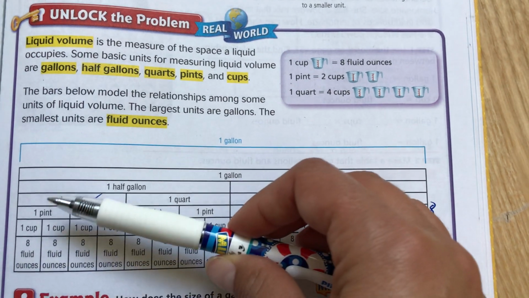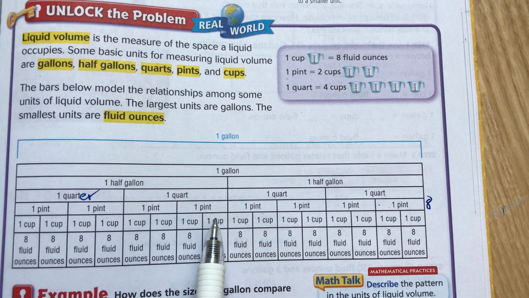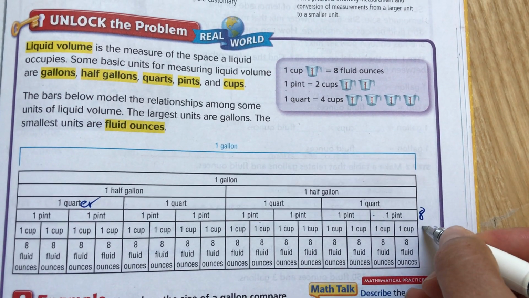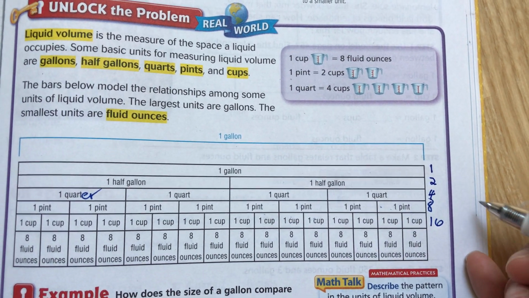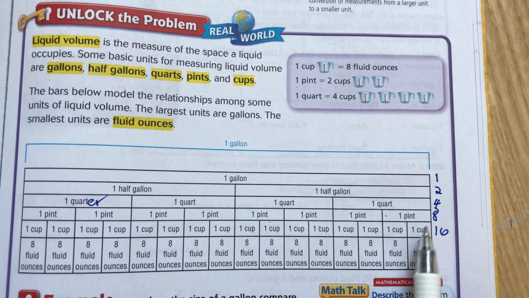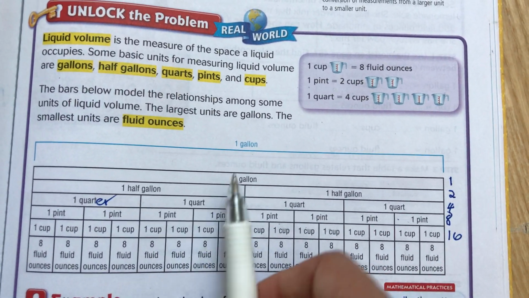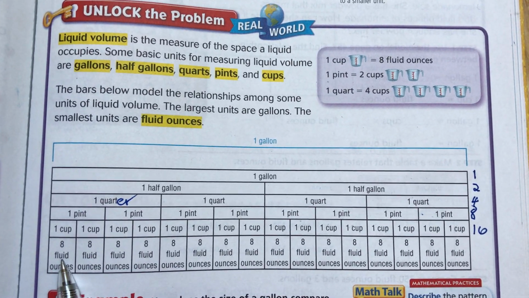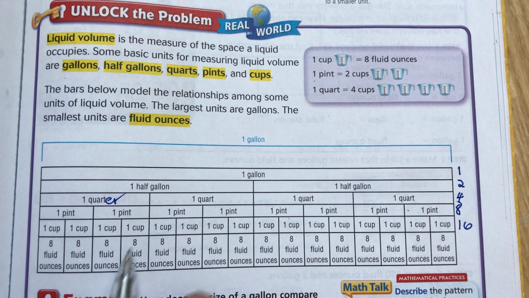Now we're moving down to cups, which you can see are even smaller. We've got 1, 2, 3, 4, 5, 6, 7, 8, 9, 10, 11, 12, 13, 14, 15, 16. Okay, so we went from 1 unit to 2 units to 4 units to 16 units. So we've got 16 cups in a gallon, or 2 cups in 1 pint, or 4 cups in 1 quart, or 8 cups in a half gallon, or 16 in 1 gallon. And then finally, each cup is equal to 8 fluid ounces, okay? So we've got 8 fluid ounces in every single cup.